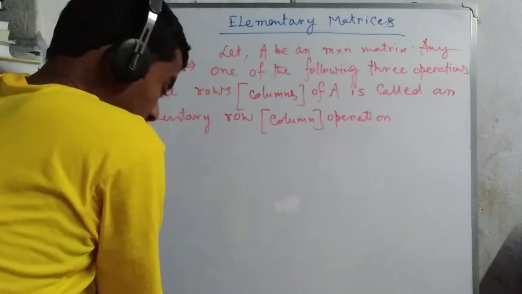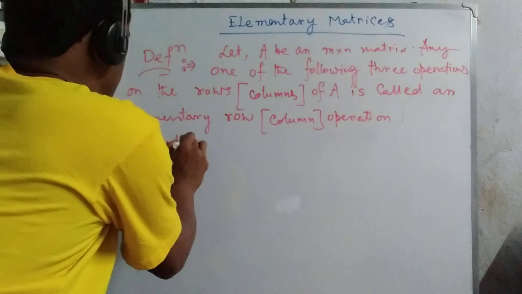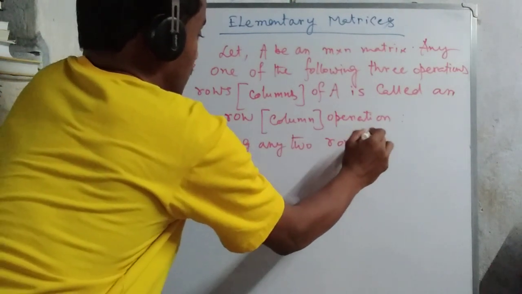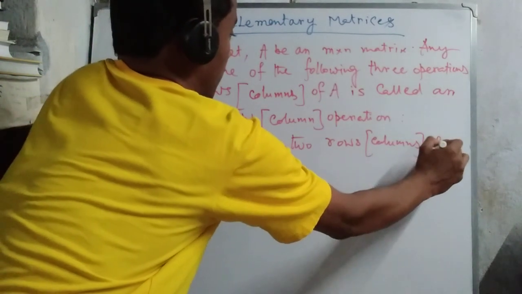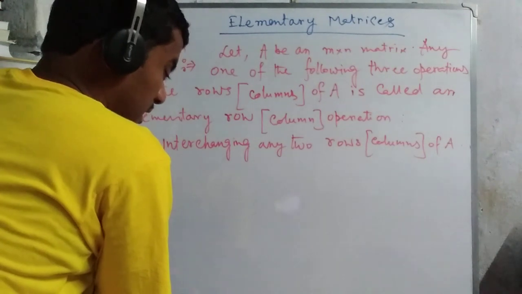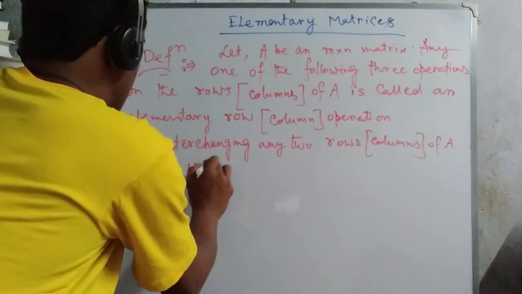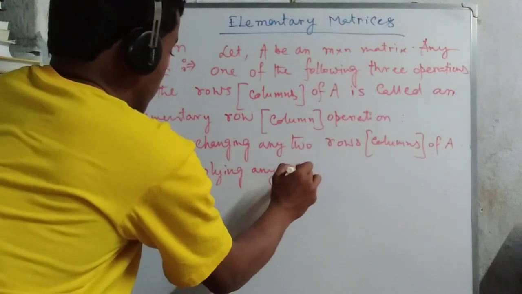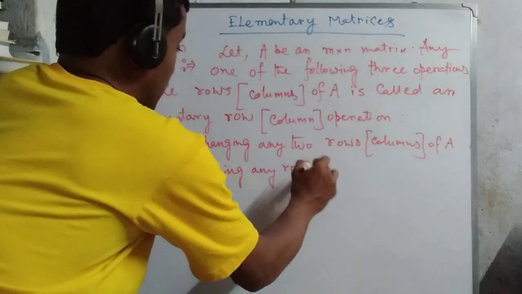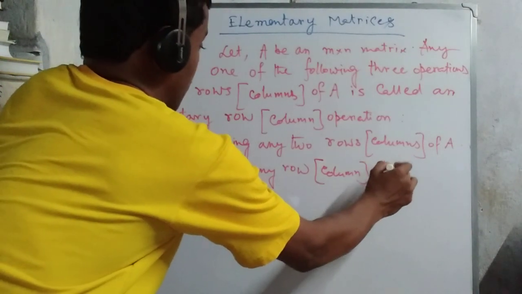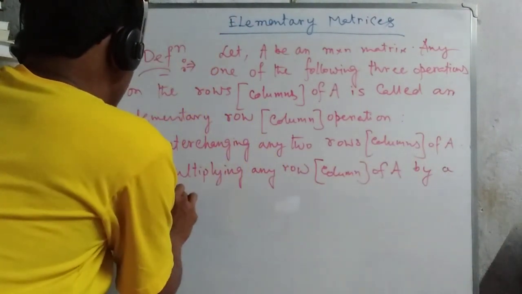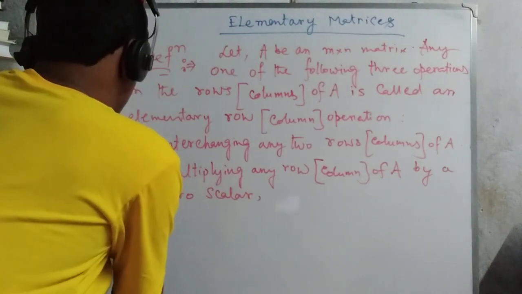First one: interchanging any two rows, in brackets columns, of A. Second: multiplying any row, or obviously column, of A by a non-zero scalar.